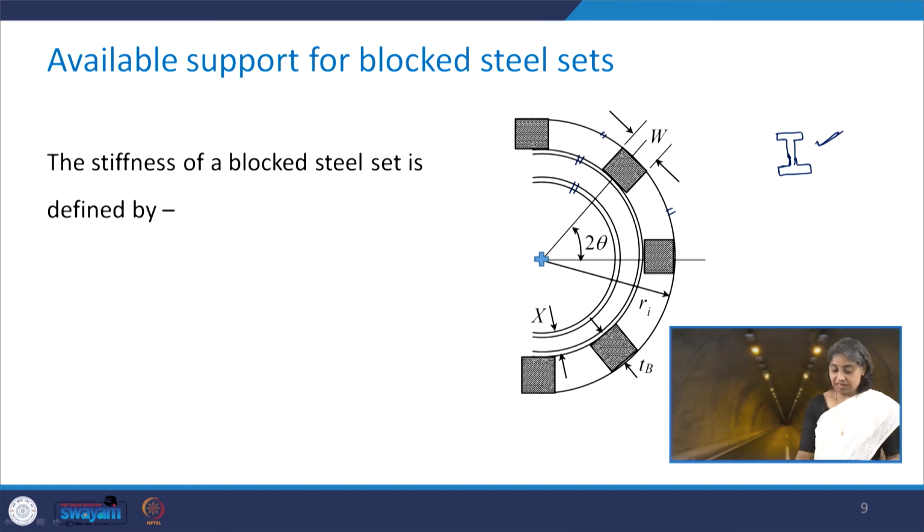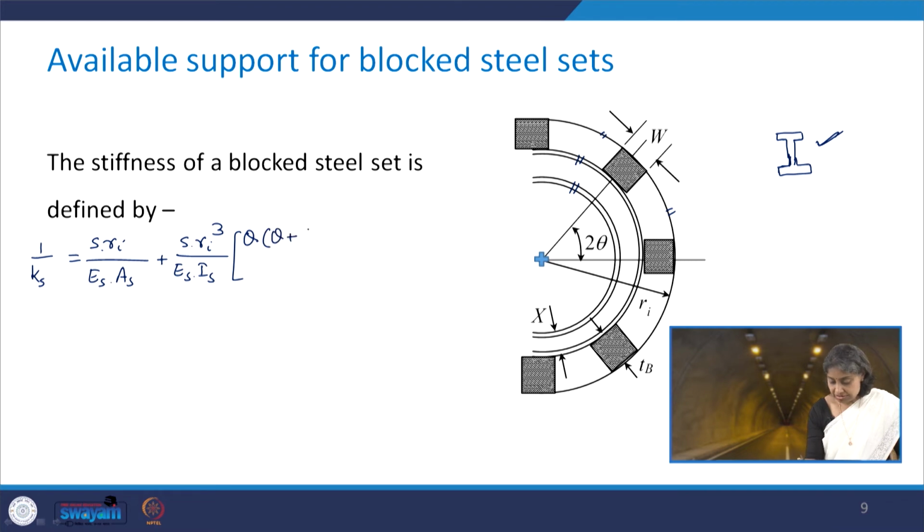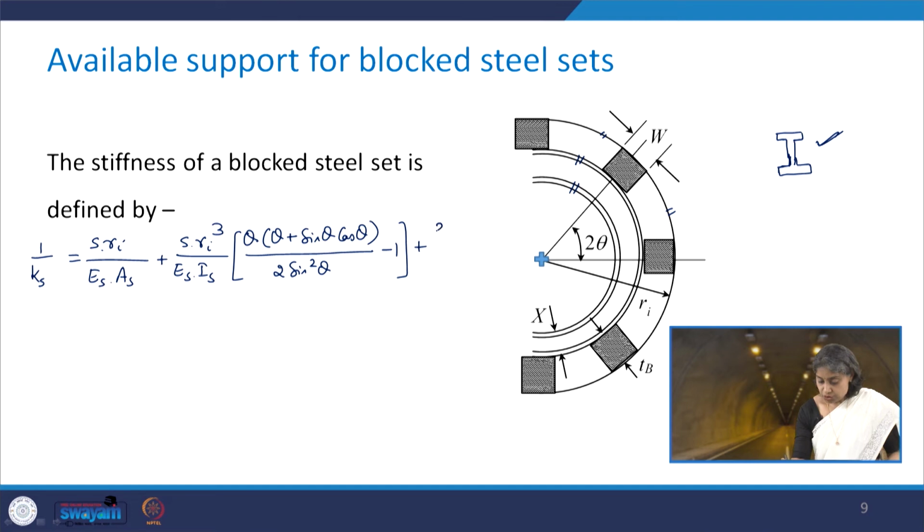So basically these two set of curves are nothing but this type of the section of the steel set. This we will discuss in detail a little while later, but let us first focus on the stiffness of a blocked steel set, which is defined by this expression, which is 1 upon Ks is equal to S into Ri divided by Es into As, plus S into Ri cube divided by Es into Is, in bracket theta into (theta plus sin theta cos theta) divided by (2 sin square theta minus 1), plus 2 into S into theta into TB divided by EB into W square. I will mark this as equation number 7.